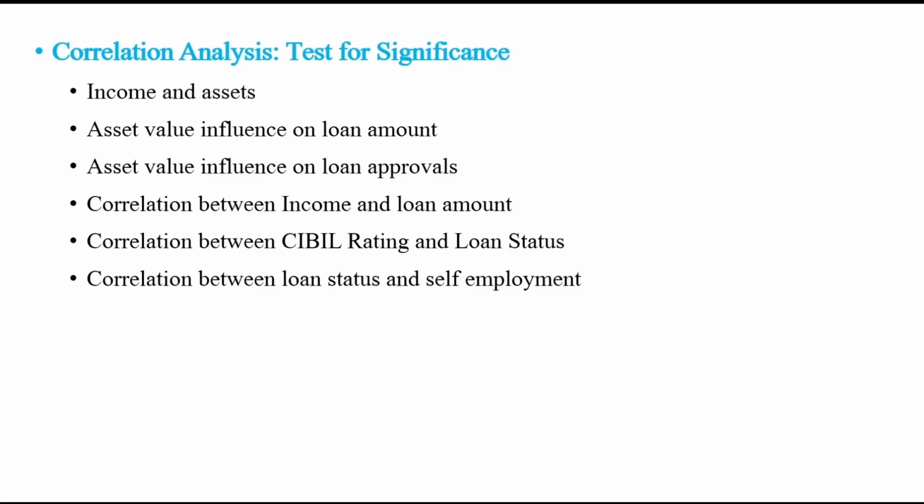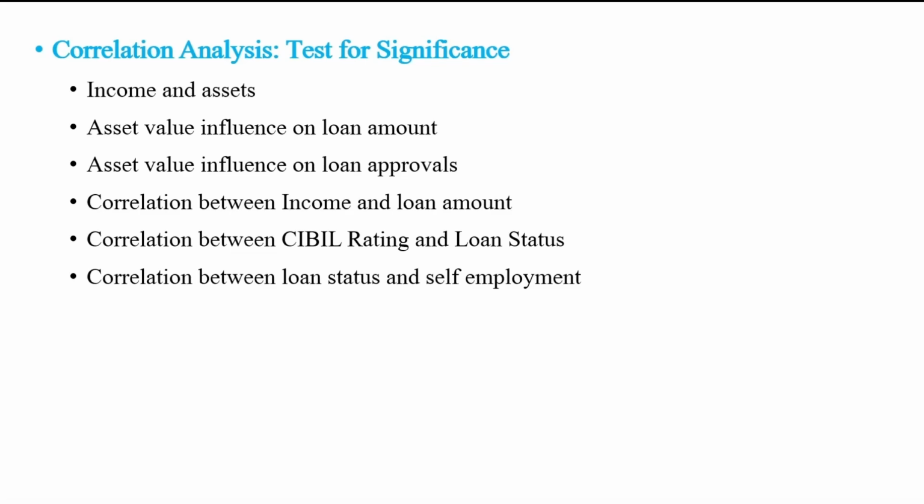Another thing will be the asset value influence on loan amount, as well as the asset value influence on loan approvals. Other types of correlations will be between income and loan amount, the CIBIL rating, we can also say the CIBIL score and the loan status, and lastly, the loan status and self-employment.